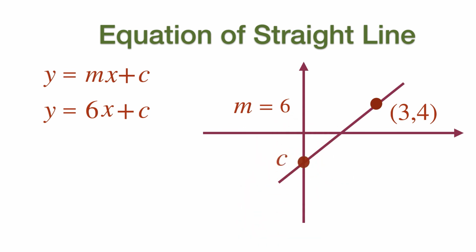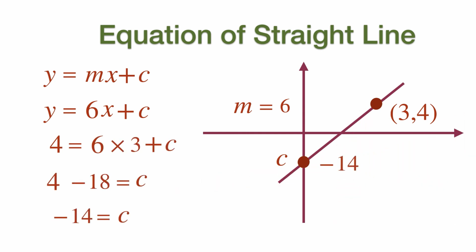c is the y-intercept of the line and is also unknown, but we can use the given point to calculate this missing value. Since the line passes through the point (3, 4), we know that when x is 3, y must be 4. So we substitute this into the equation and rearrange for c. This gives us c equals -14. Hence the complete equation of the line is going to be y equals 6x minus 14.